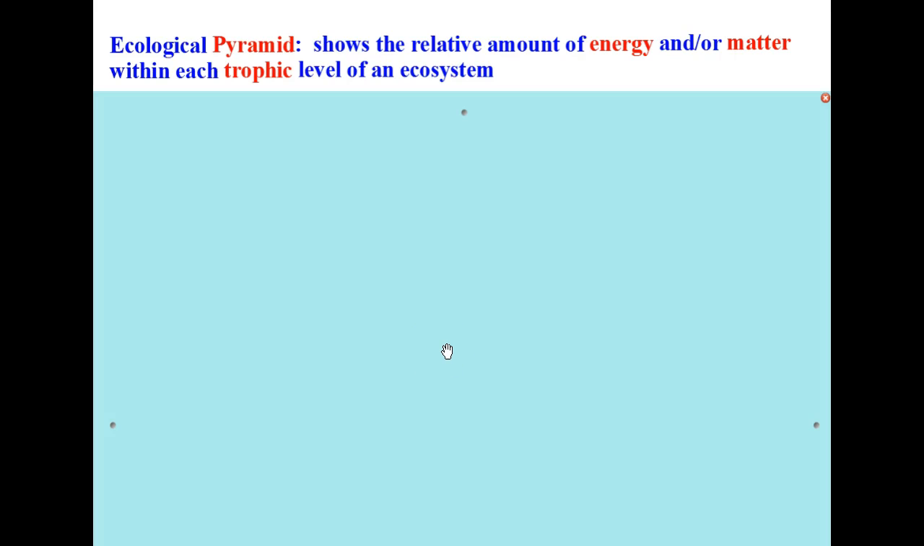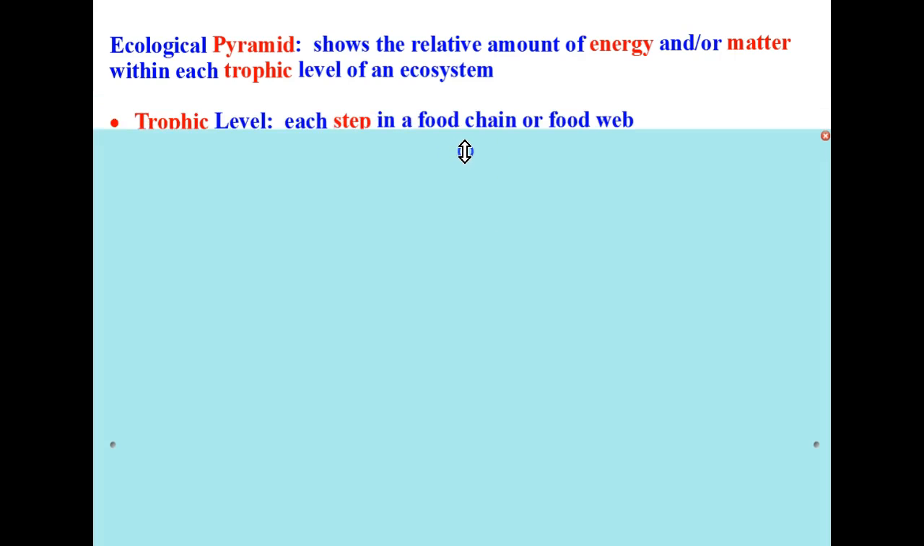Lastly, we're going to discuss the concept of ecological pyramids. An ecological pyramid shows the relative amount of energy and/or matter within each trophic level of an ecosystem. Within that definition, we have a couple other definitions we need to know. First, what is a trophic level? A trophic level is each step in a food chain or a food web.